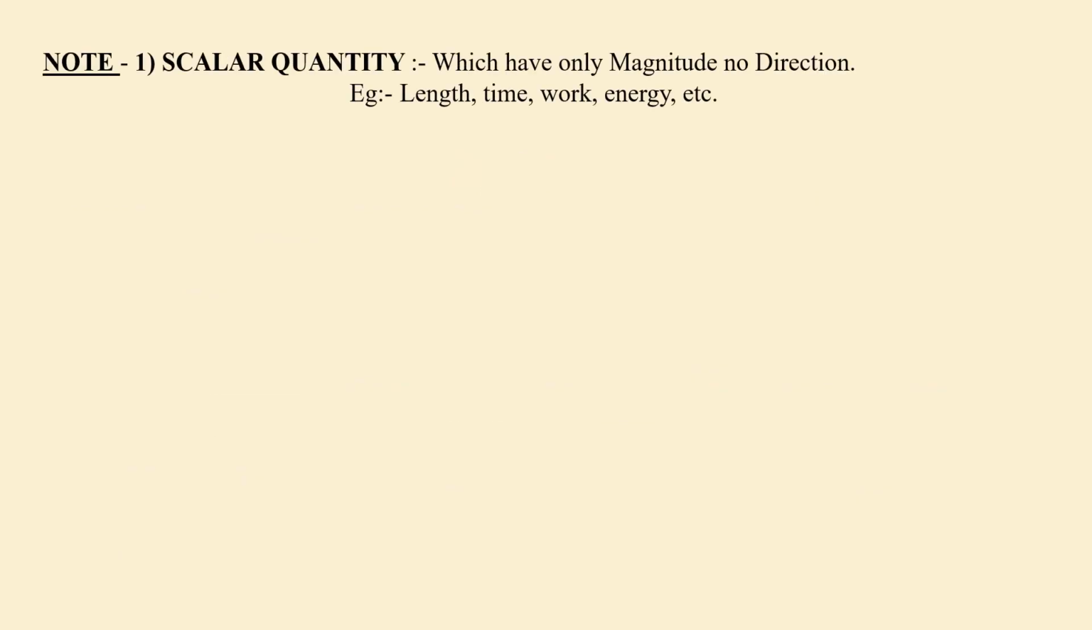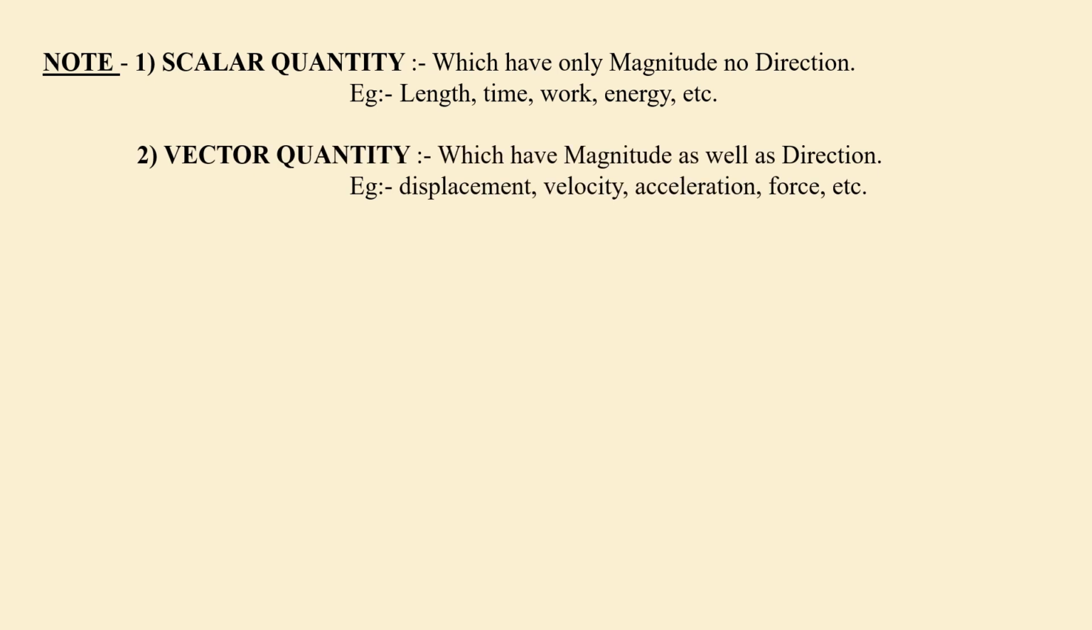Note: 1. Scalar quantity means a quantity which has only magnitude, no direction. For examples: length, time, work, energy, etc. 2. Vector quantity means a quantity which has magnitude as well as direction. For examples: displacement, velocity, acceleration, force, etc.